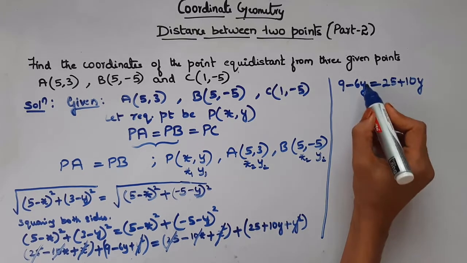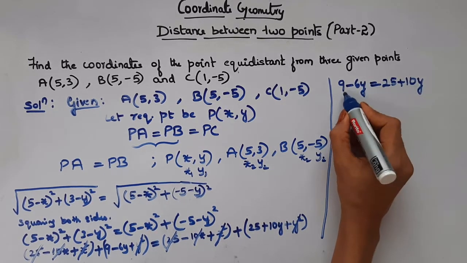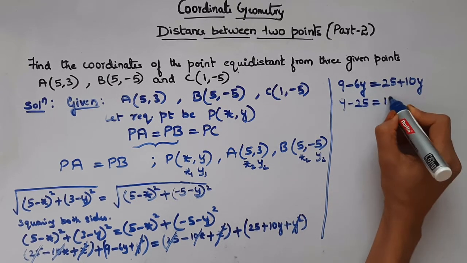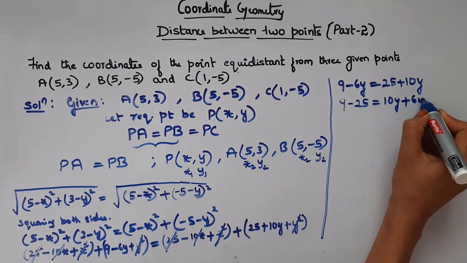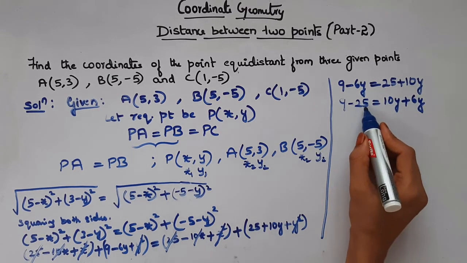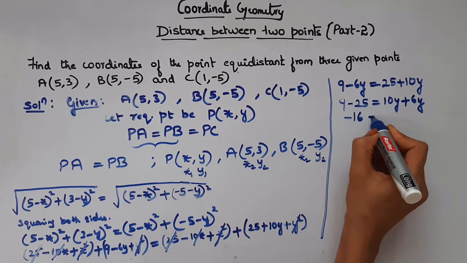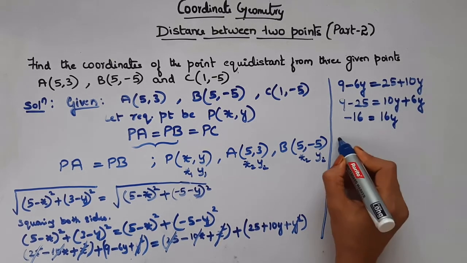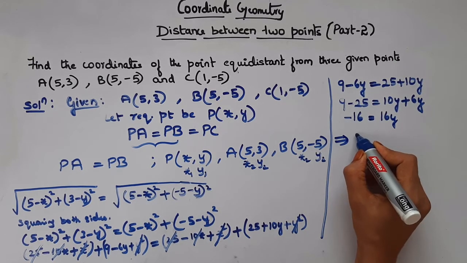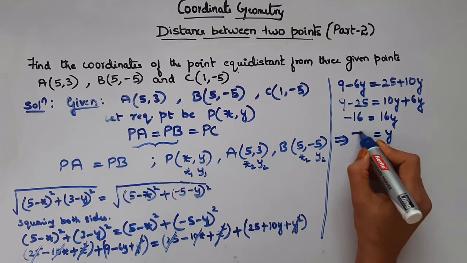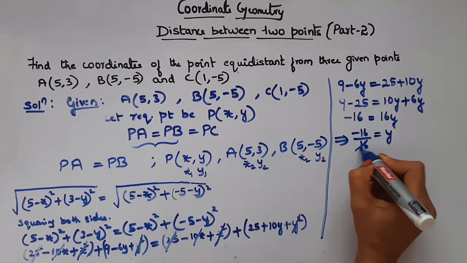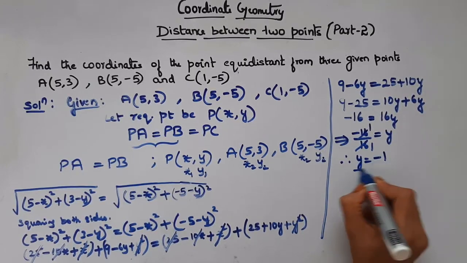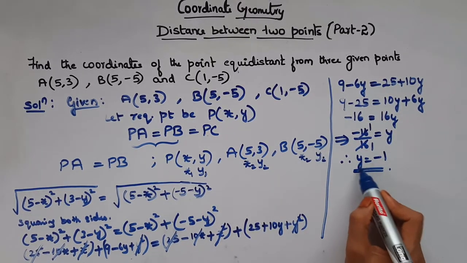Right? Now let's take this y term to the right hand side. We have 9 minus 25, which is equal to 10y plus 6y. Right? So 9 minus 25 is minus 16, which is equal to 10y plus 6y, that gives you 16y, which implies y is minus 16 by 16. So 16 ones are 16. So therefore your y is minus 1. Right? So now we got the value of y.